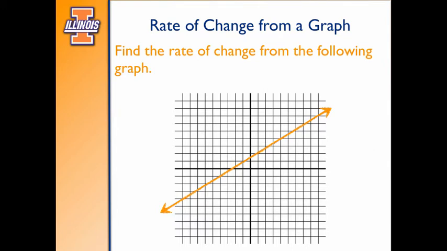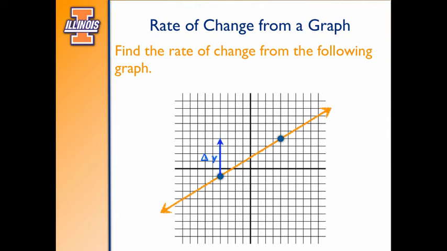Now let's find the rate of change from a graph. So I'm given a graph here. I need to find 2 points on my graph that cross where grid lines meet at the corner of squares. So I find this point first and this point second. Any 2 points on the line will do. These are just 2 that I've chosen.